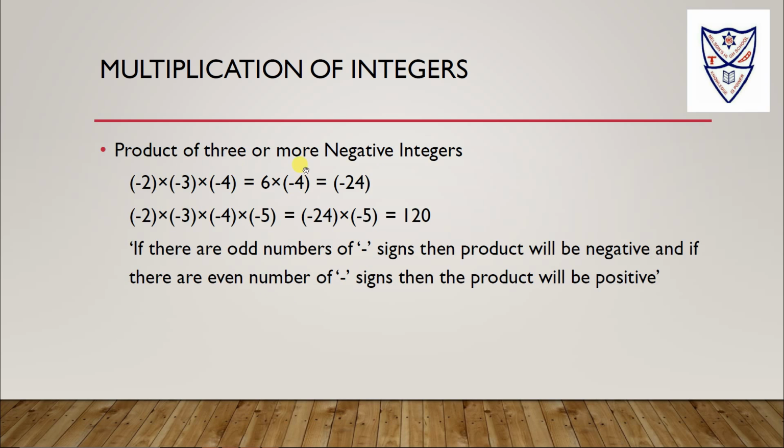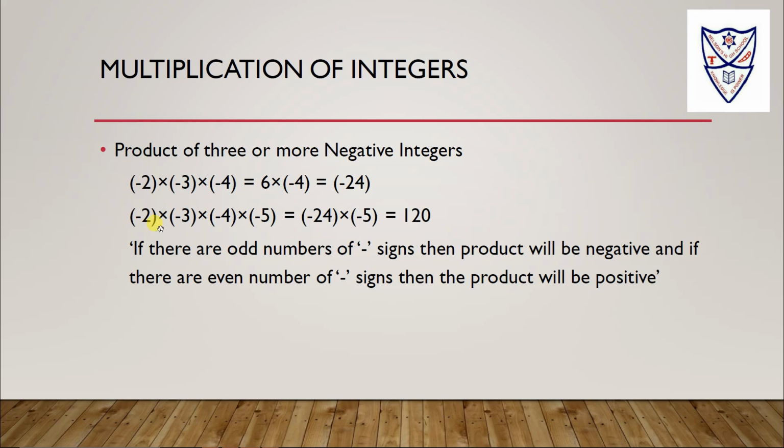Next, product of 3 or more negative integers. Now here if we take 3 negative integers, for an example, minus 2 multiplied by minus 3 multiplied by minus 4. This minus 2 multiplied by minus 3 is positive 6, 2 3s are 6, and 6 multiplied by minus 4 means one positive, one negative, so negative, and the product of their whole numbers, 6 4s are 24, so it is minus 24.